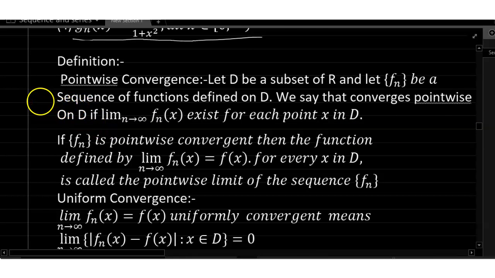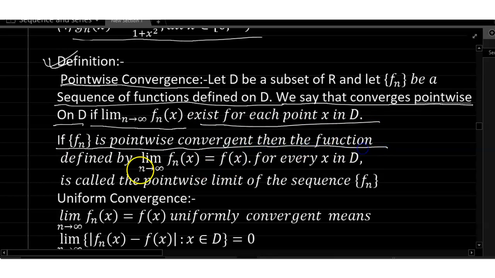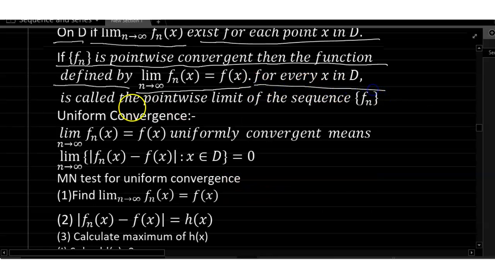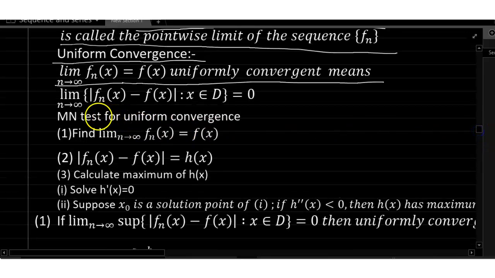So friends, we need to learn what pointwise convergence is. Pointwise convergence: let D be a subset of R and let f_n be a sequence of functions defined on D. We say that f_n converges pointwise on D if limit n tends to infinity of f_n(x) exists for each point x in D, and if f_n is pointwise convergent, then the function defined by limit n tends to infinity of f_n(x) equals f(x) for every x in D is called the pointwise limit of the sequence f_n. Uniform convergence: limit n tends to infinity of f_n(x) is equal to f(x). Uniformly convergent means limit n tends to infinity of the supremum over x belonging to D of |f_n(x) minus f(x)| equals 0.